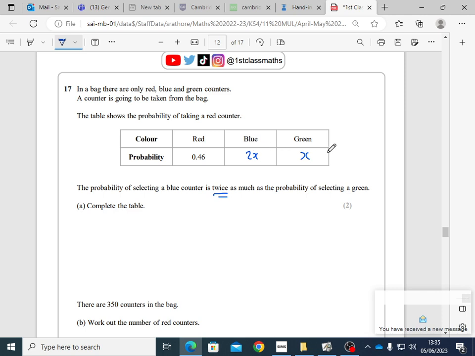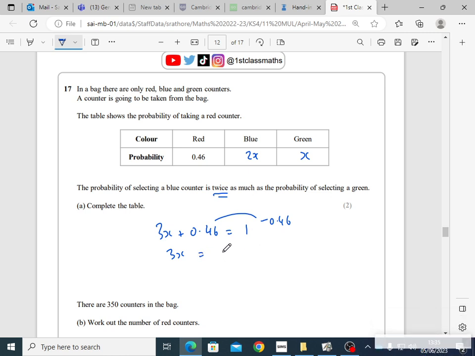Now, that's good. What do we know about the whole probability? What does probability add up to? 1. So we know that this plus that, which is 3x, plus 0.46 is going to equal 1. So take that off. Again, use your calculator. 3x, you should have got 0.54. Then divide it by 3. x gives you, come on, somebody, 0.18. 8, 16, 24, yep.